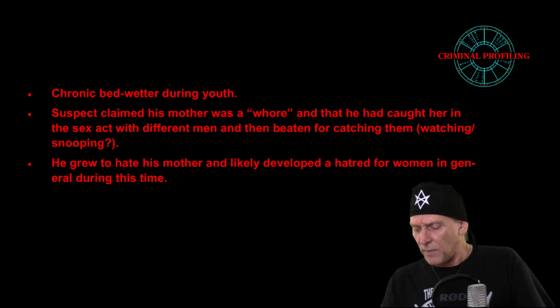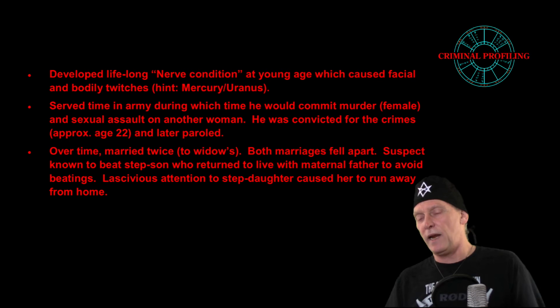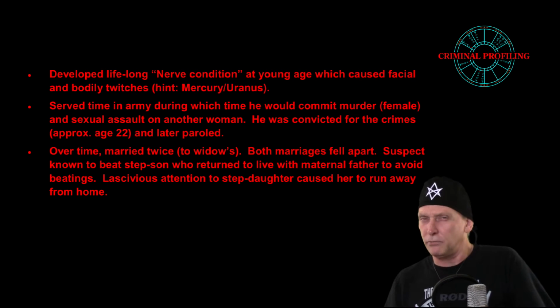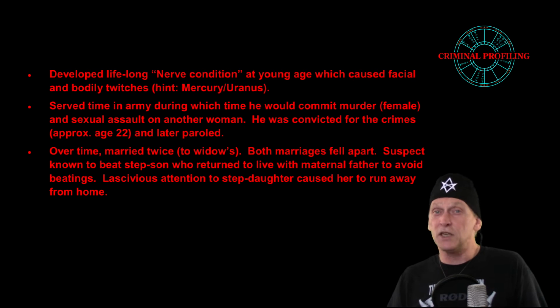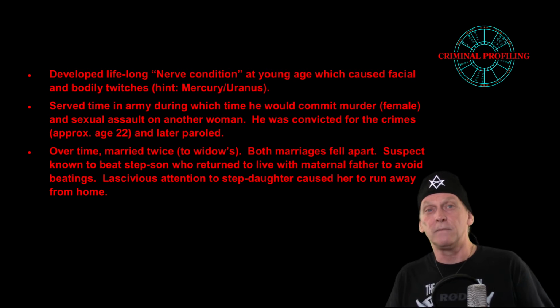So any information I'm giving you, I'm trying to make it as important as I can to help, to make it more refined and straight to the point. Developed a lifelong nerve condition at a young age, which caused facial and bodily twitches. And here I give a hint: Mercury and or Uranus. I can tell you right off the bat, that's kind of a red herring. Looking for a nervous twitch in a chart is pretty difficult. I mean, it could stand out as a health condition, but right off the bat, I can tell you, that may not be your 100%.